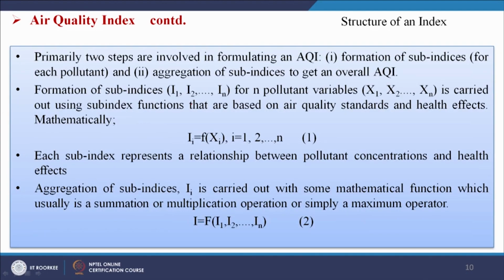Now, we will see the structure of an index. The sub index is first developed, and we know that this is a function of the pollutant, and this function may be linear or of other types. Then once we get the different sub indices, we get the aggregate of them, that is a function of I1, I2, In etcetera. So, that will give us the aggregation of sub indices.